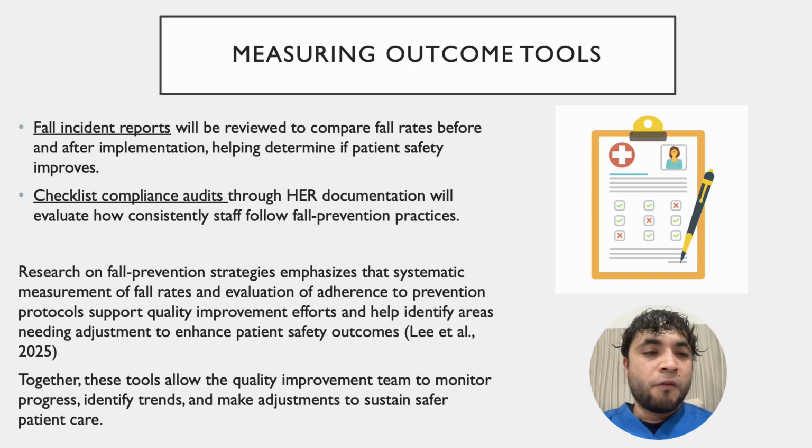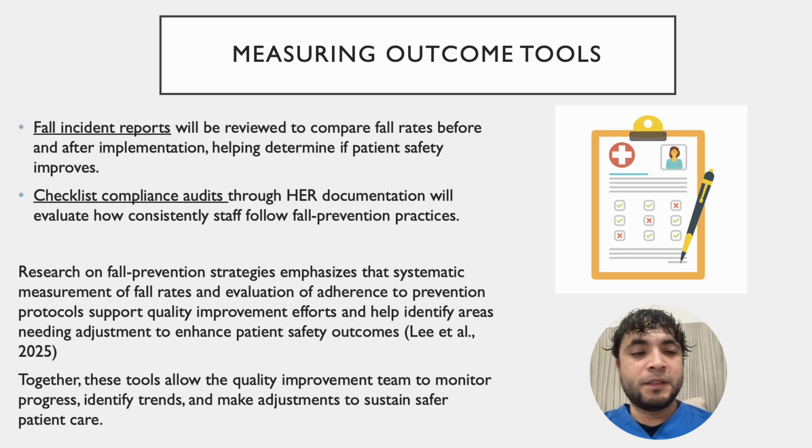Measuring outcome tools. Fall incident reports will be reviewed to compare fall rates before and after implementation, helping determine if patient safety improves. Checklist compliance audits through EHR documentation will evaluate how consistently staff follow fall prevention practices. Research on fall prevention strategies emphasizes that systematic measurement of fall rates and evaluation of adherence to prevention protocols support quality improvement efforts and help identify areas needing adjustment to enhance patient safety outcomes. Together, these tools allow the quality improvement team to monitor progress, identify trends, and make adjustments to sustain safer patient care.